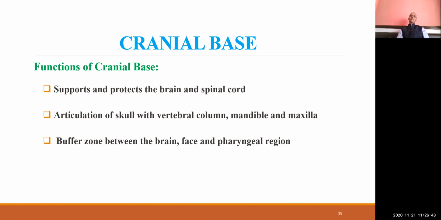Next is the cranial base. First, the functions of the cranial base. The cranial base supports and protects the brain and spinal cord, and provides articulation of the skull with the vertebral column, mandible and maxilla. And it also acts as a buffer zone between the brain, face and pharyngeal region.